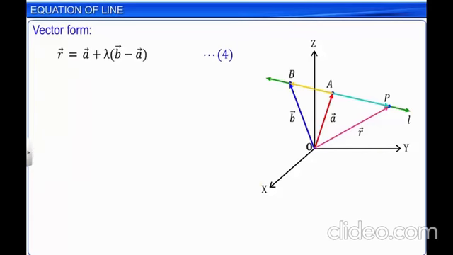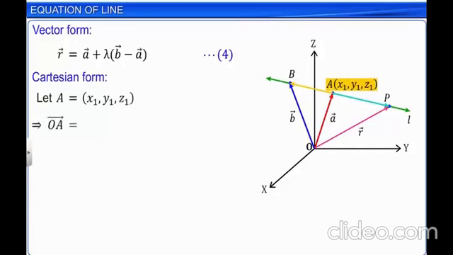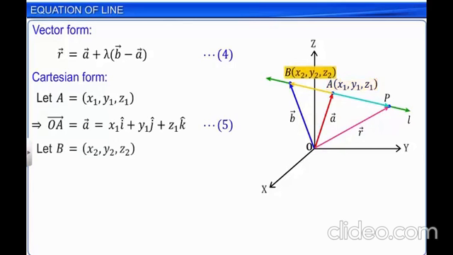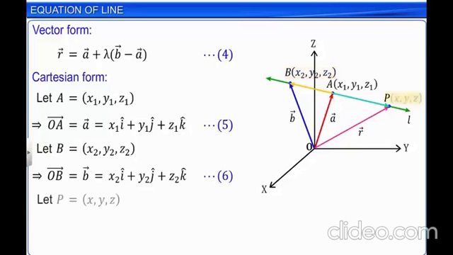Now, let us derive the equation for line L in Cartesian form. Let the coordinates of point A be x1, y1, z1. Thus we can write the position vector of point A as shown. Similarly, if the coordinates of point B are x2, y2, z2, we can write the position vector of point B as shown. If the coordinates of point P are x, y, z, we can write the position vector of point P as shown.